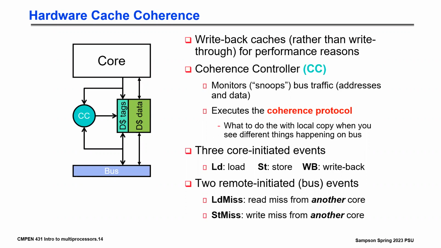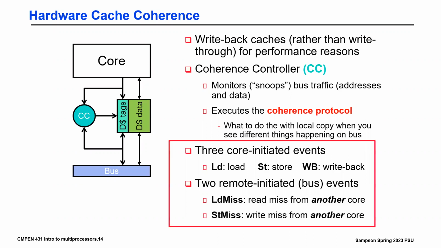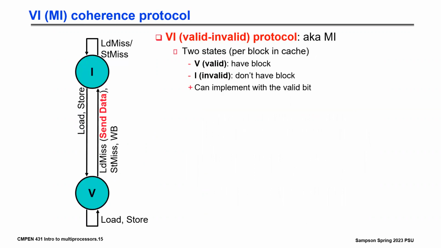Remote: someone else's load miss, someone else's store miss. These are the things that the cache controller is going to be aware of and can potentially interact with the bus. So let's walk through what happens in a variety of protocols. Let's start with the simplest one. We've got two states. Does not get much simpler than this. The valid-invalid coherence protocol, sometimes also known as the modified or modifiable-invalid protocol. I occasionally joke that it should be called the Highlander protocol because there can only be one valid copy.